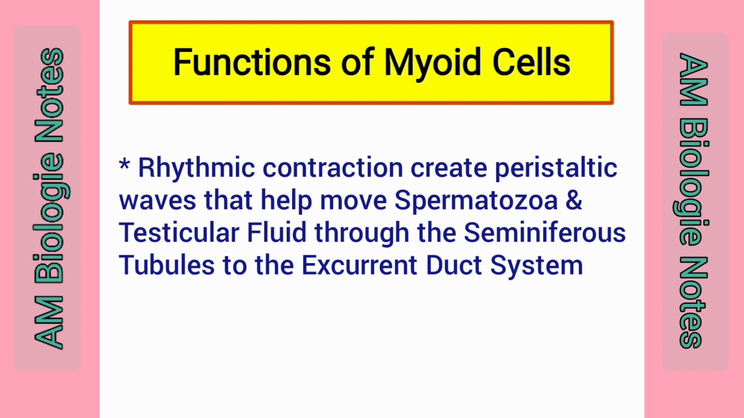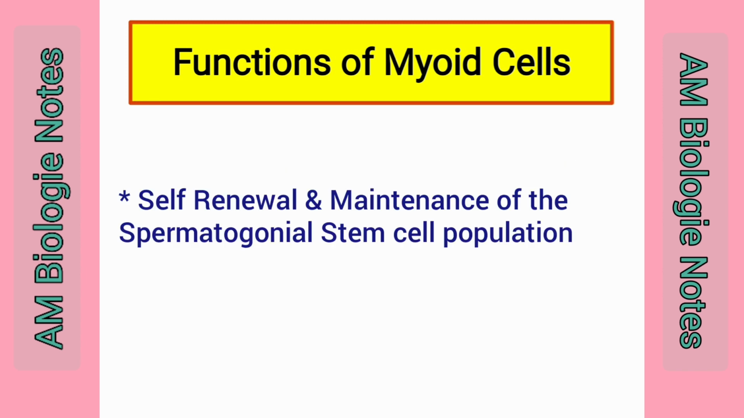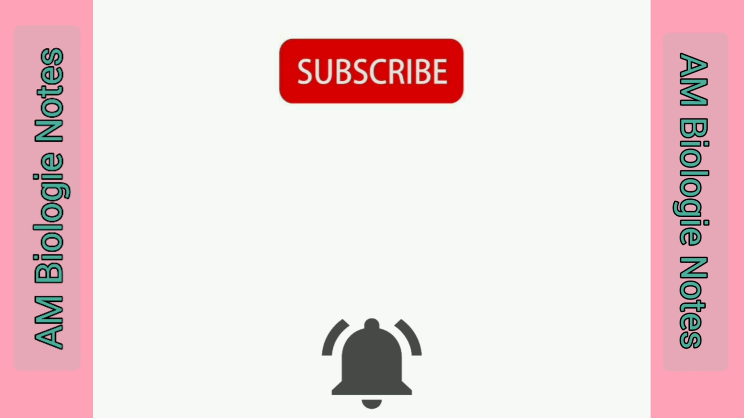Functions of myoid cells. Rhythmic contractions of the myoid cells create peristaltic waves that help move spermatozoa and testicular fluid through the seminiferous tubules to the excurrent duct system. They play a crucial role in the self renewal and maintenance of the spermatogonial stem cell population. So, this is all about the anatomical and histological details of the testes of humans.